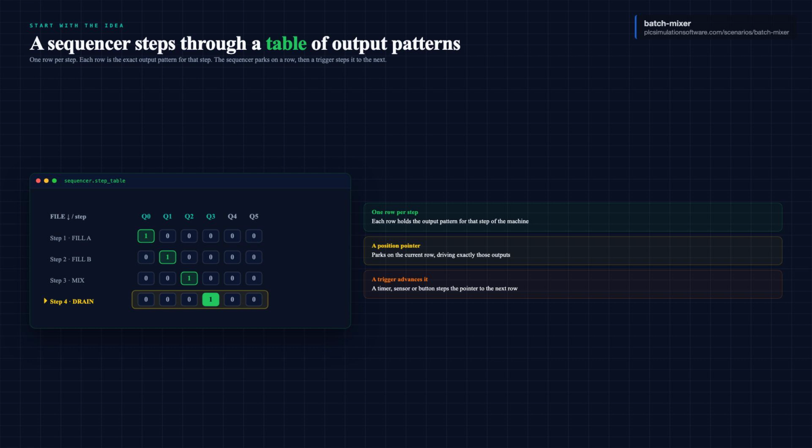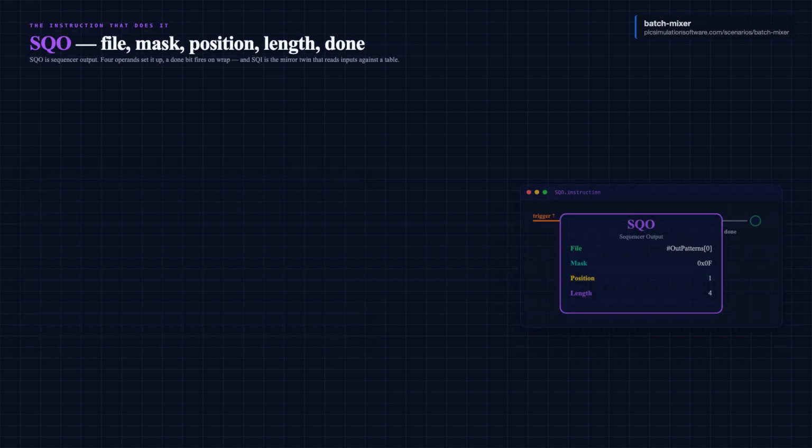You store one row per step in a data table. Each row is the exact output pattern for that step. The sequencer parks on one row, driving those outputs. On each trigger, it steps to the next row. That is it. The logic lives in a table, not in a tangle of rungs. Now the instruction that does this.